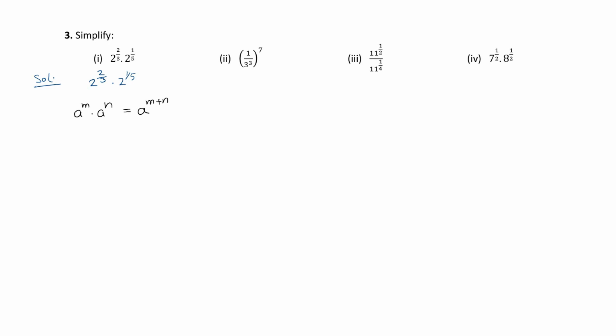So here we can write, a is 2, m is 2 by 3, n is 1 by 5. So 2 to the power 2 by 3 plus 1 by 5. So we will add this: 2 to the power, LCM is 15, 3 5s are 5, 2 5s are 10, plus 5 3s are 3. So we can write it as 2 to the power 13 by 15. So this is the answer. So this is the simplification form of this.